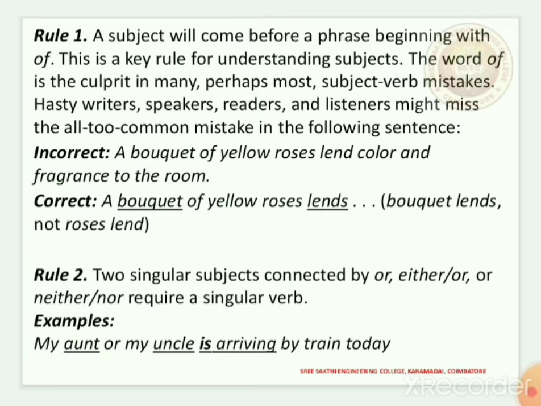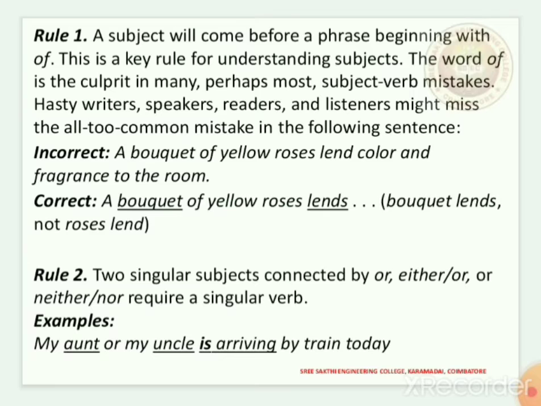Okay, so for example, incorrect. There is one incorrect sentence: the bouquet of yellow roses lend color and fragrance to the room. Okay, so a bouquet is something like many flowers in one bouquet. So it's a singular subject. A bouquet of yellow roses lends. Okay, so in here the bouquet lends, not the roses lend. So he talks about only a bouquet.